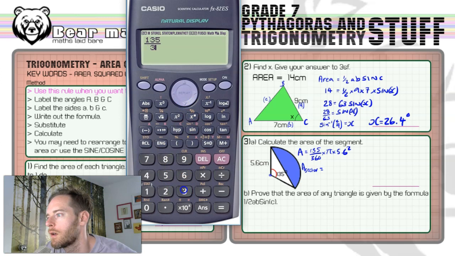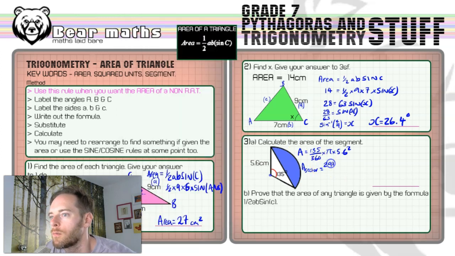135 out of 360 multiplied by pi multiplied by 5.6 squared. That's 294 25ths of pi. I'm going to write it as that, 294 25ths of pi, because that's the most accurate answer we can get at the moment, and that's what we'll use because we're not finished.